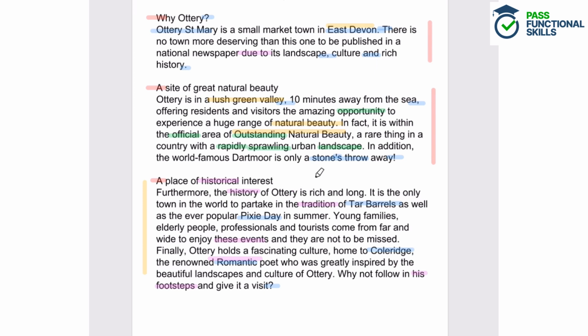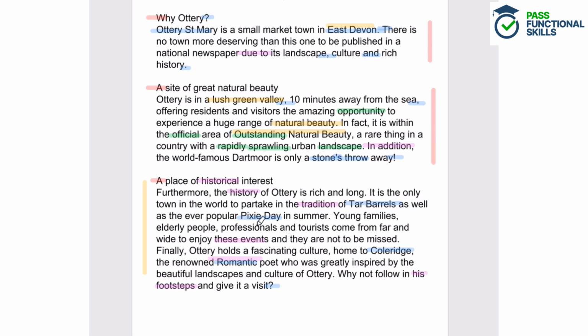We've also got "in addition" that has been used in this paragraph. So that is a key phrase that shows that you're going to add on some information that is related to the previous sentences. So in addition, Dartmoor is only a stone's throw away.